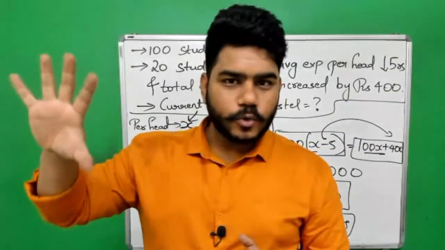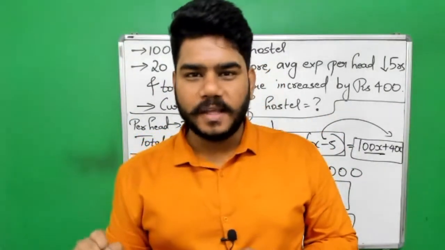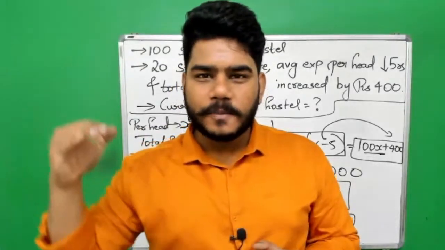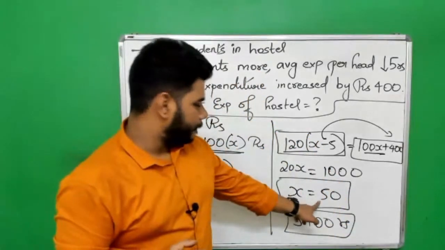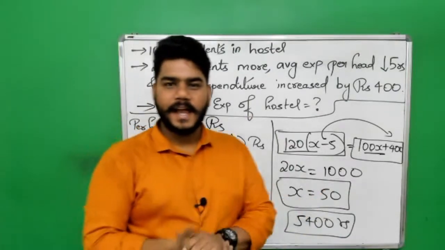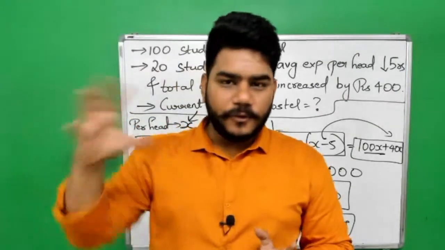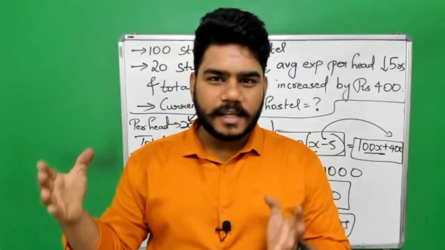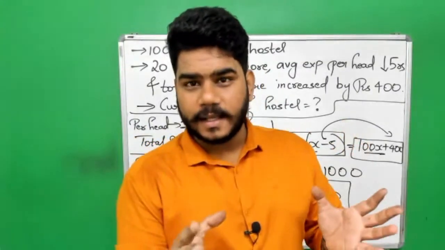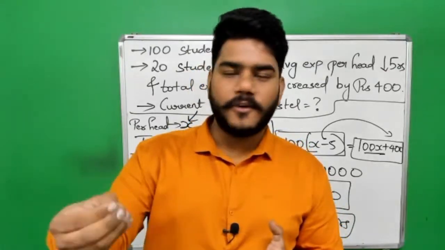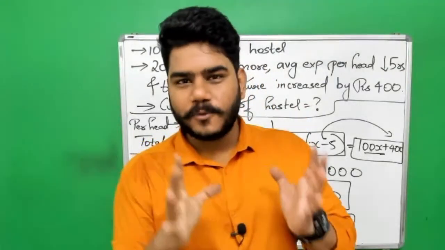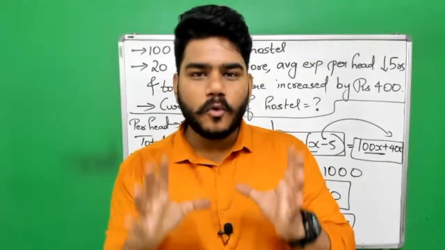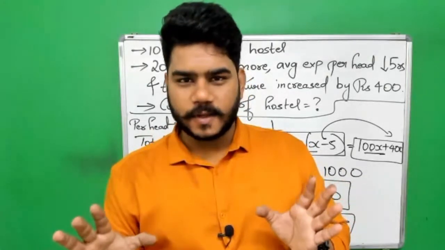If 20 students correspond to 1000 rupees, one student will be 1000 by 20. That is nothing but how much, sir? I hope the concept is clear. So 50 was the initial expense. So 100 students were there. 5000 was the initial expense of the hostel. Now it increased by 400. So 5000 plus 400 is nothing but 5400. This is how we do without even touching the pen.